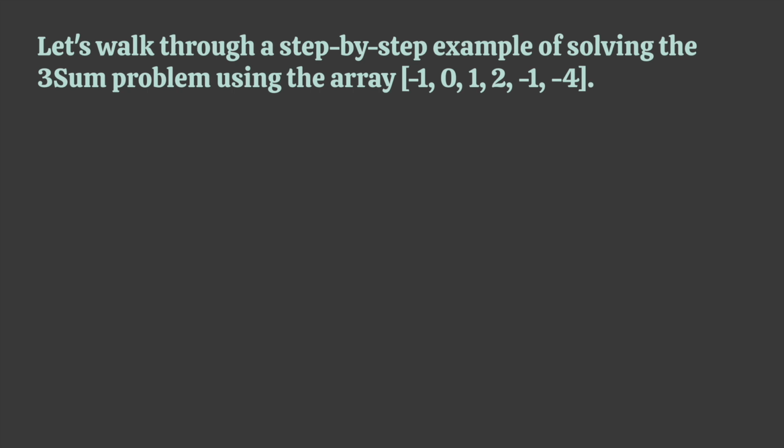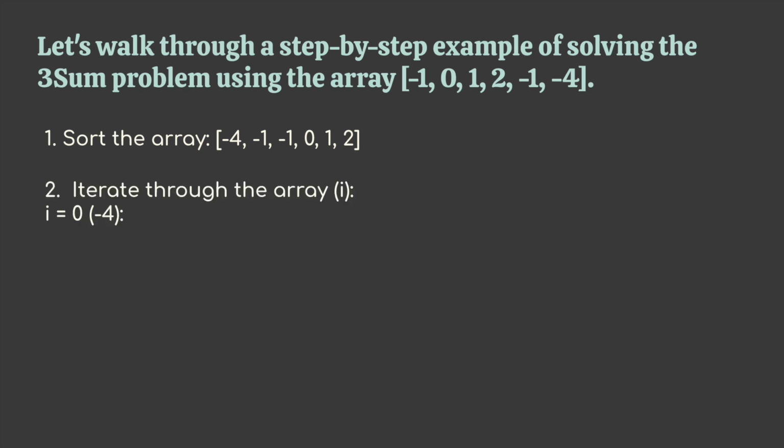Now let's walk through an example step by step. Let's walk through a step-by-step example of solving the three-sum problem using the array -1, 0, 1, 2, -1, -4. We start by sorting the array: -4, -1, -1, 0, 1, 2. Then we iterate through the array.